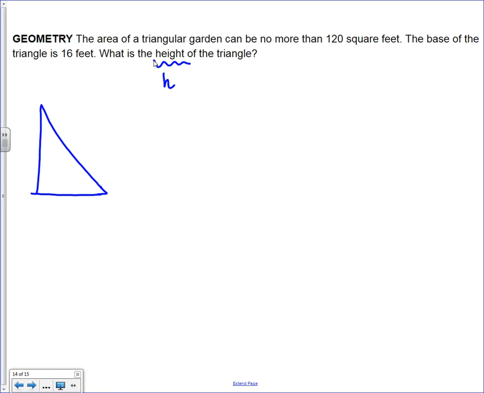It's a triangle. 3 sides, right? It's blue. I know the base, they tell me, is 16. So that would be the base down there, 16 feet. Got it. What else do I know? The area is no more than. Folks, what does no more than mean? Less than or equal to. Now that's talking about area. How do you find the area of a triangle?